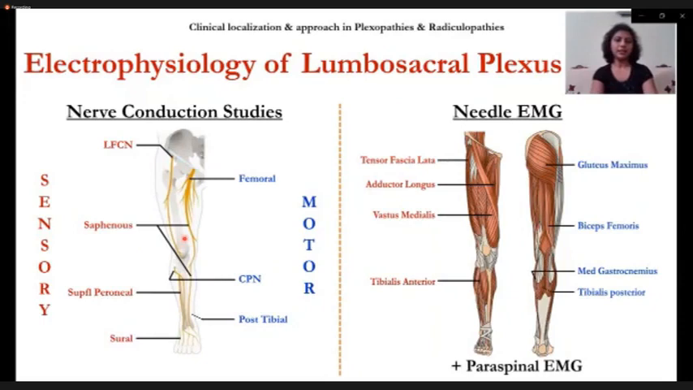These are the sensory and the motor nerves that are commonly examined by nerve conduction studies. Among these, the saphenous nerve and the lateral femoral cutaneous nerve, which examine the upper plexus, are technically slightly difficult to perform. The needle EMG should be planned in such a way that it covers the muscles innervated by all the roots that form the lumbosacral plexus, so as to assess the exact extent of the abnormalities.